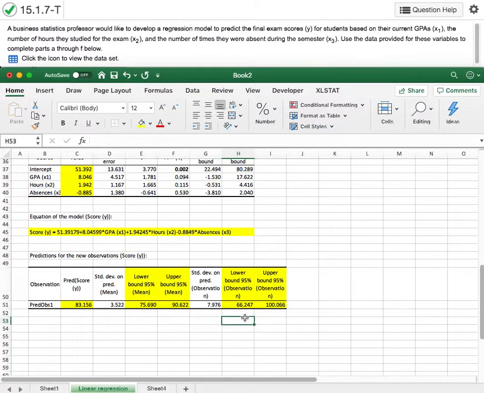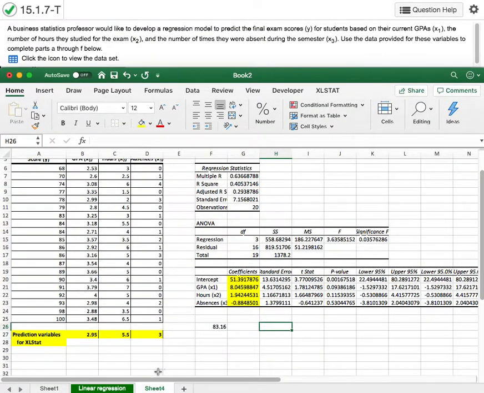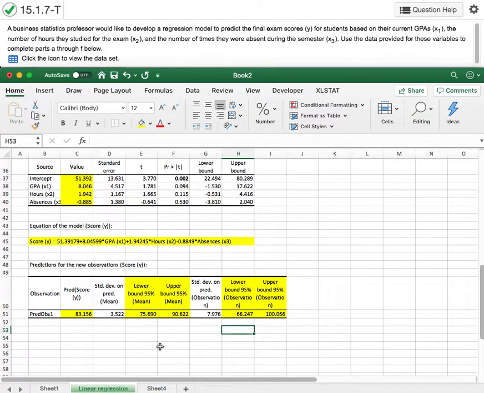So this is our prediction interval, which is just stating that we are 95% confident that this specific scenario, a scenario with the values that we used being the 2.95, 5.5 hours, and 3 missed days of class, would result in a student getting an 83.16 on the exam. So that's how we can run the XLStat regression to get the intervals that we need for a given scenario.